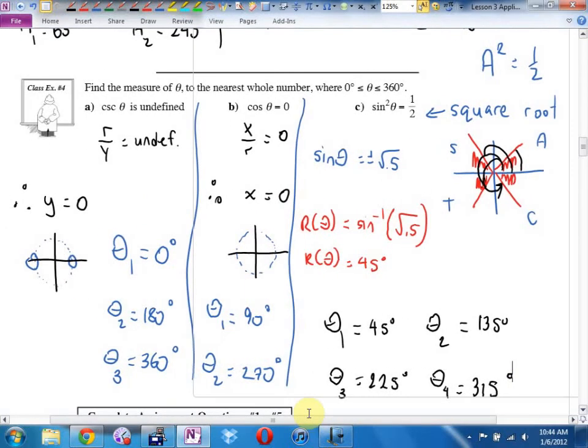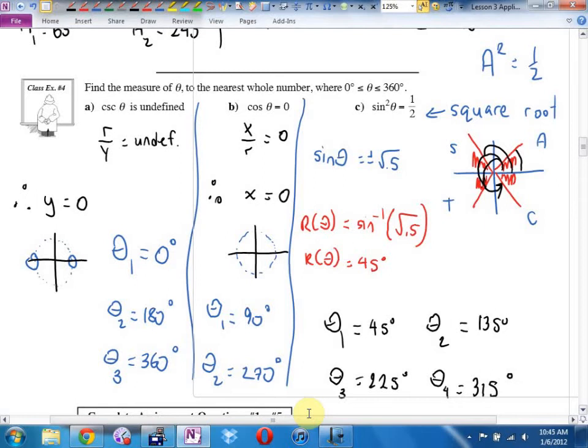Carson said, I think I noticed a pattern. I noticed I add 90 to each one to get the next one. It will always be that if it's a quadratic sine equation with a 1/2 as your answer. It's the fact that our reference angle is 45 degrees. Otherwise, we can't use that trick every time. I wouldn't even bother memorizing it. That's such an obscure one. It's only going to come up once in a while.